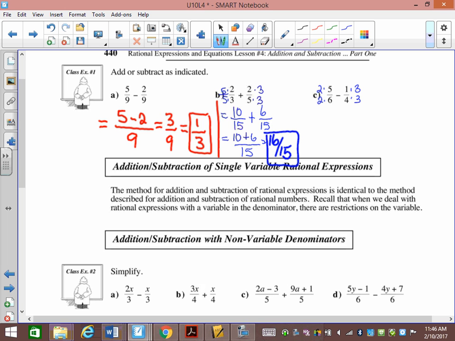So we get 2 times 5, which is 10 over 12, minus 1 times 3 over 12, so 3 over 12. It's all over 12, so we can write it all over 12. What's 10 minus 3? Oh, it's going to be the running joke. Okay. It's 7. Can we break it down? No. We're done.